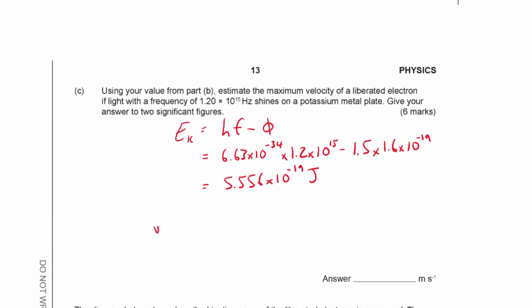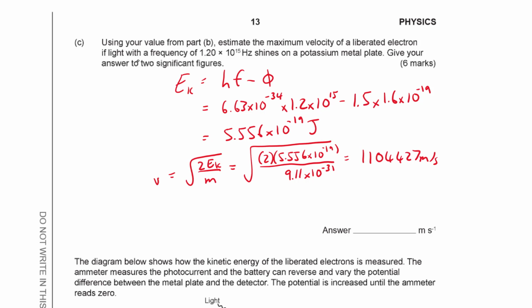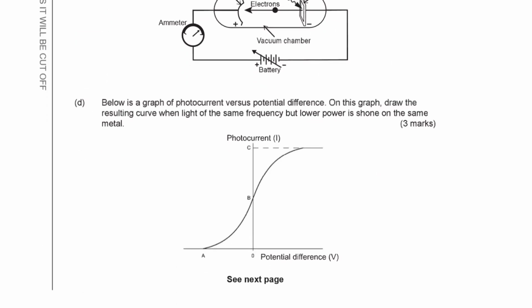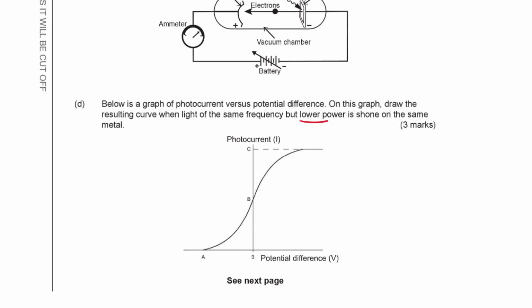Now to get that velocity, I just rearrange the kinetic energy equation, with the mass of an electron, and I get this number in my calculator. And again, it's saying estimate, and it's even saying give your answer to two significant figures here. So 1.1 times 10 to the 6 meters per second. Now the last question is just saying what happens if we use the same frequency but lower the power shot on the metal. So if we lower the power, what that means is we're going to have fewer photons every second. So the current is going to be reduced, and the maximum current is also going to be reduced.